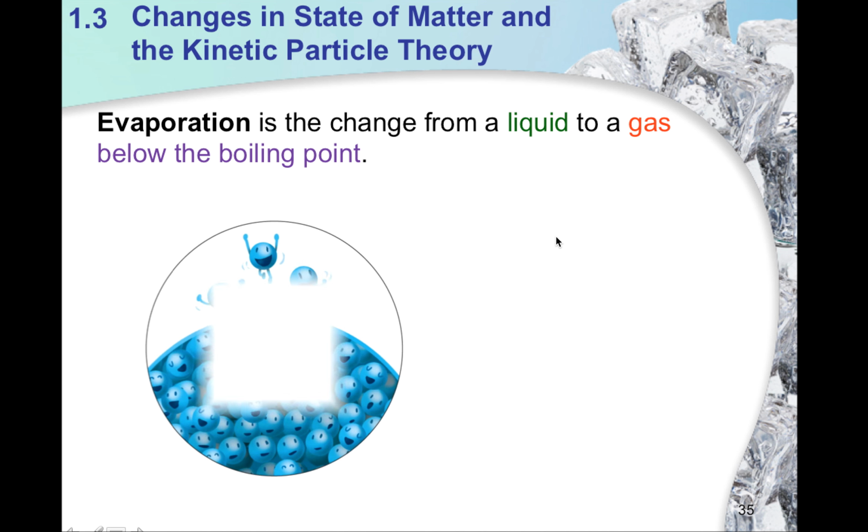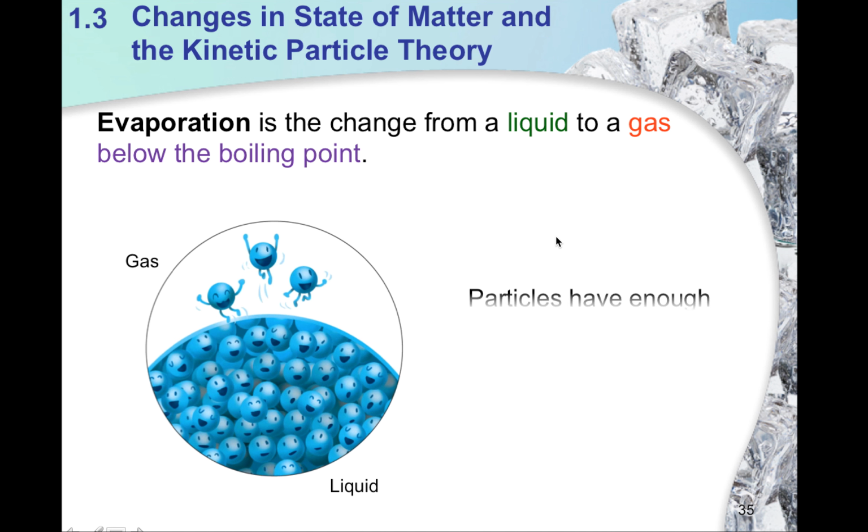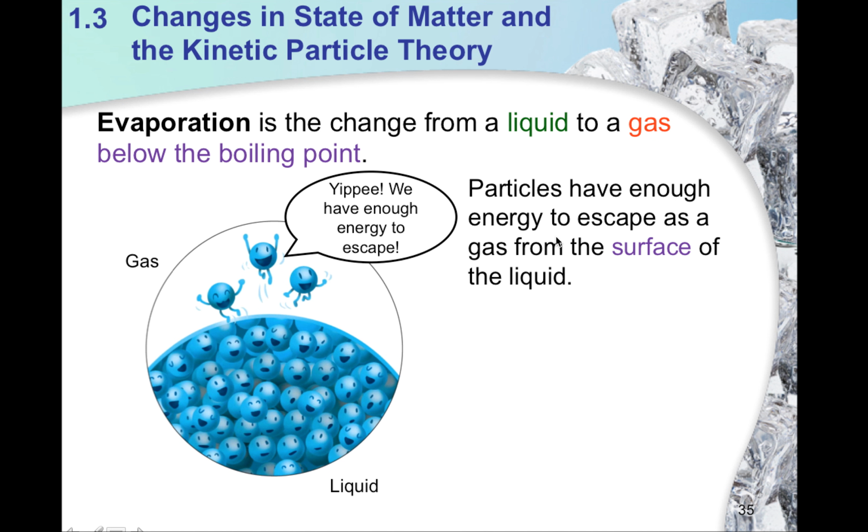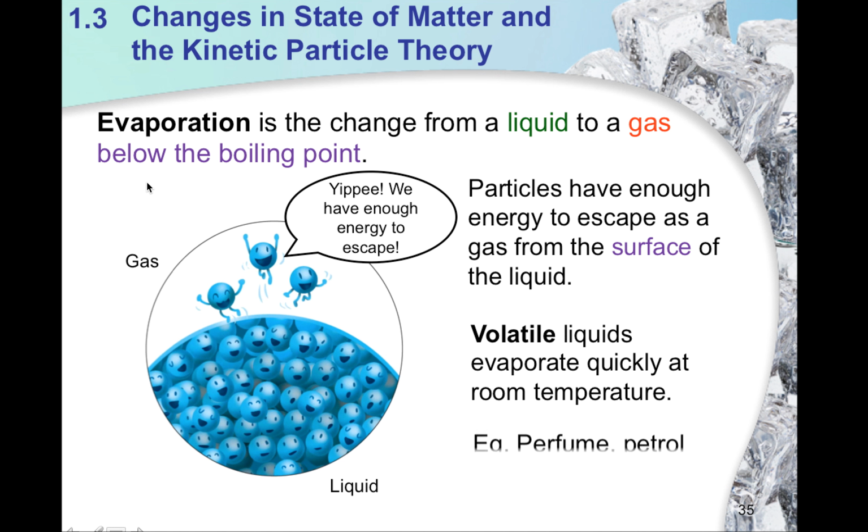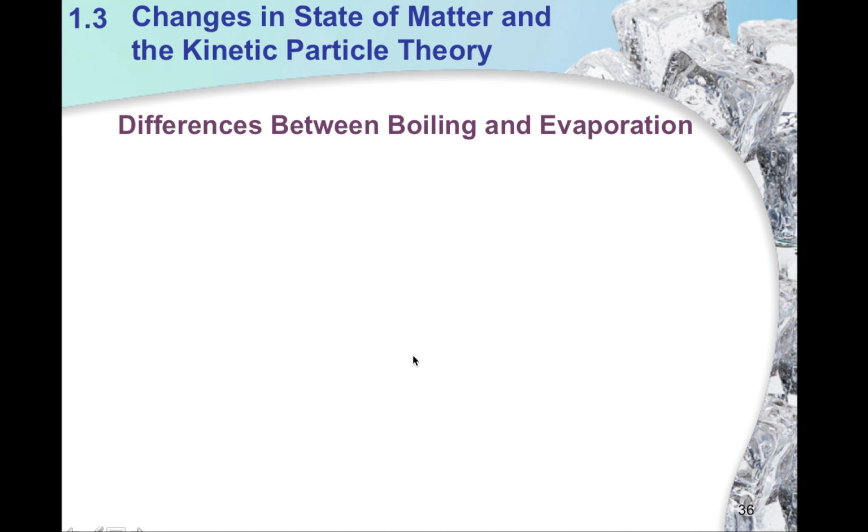Evaporation is the change from a liquid to a gas below the boiling point. And this can only occur at the surface, as the particles have enough energy to escape as a gas. Volatile liquids are liquids that are able to become gas easily at room temperature. For example, your perfume or petrol.